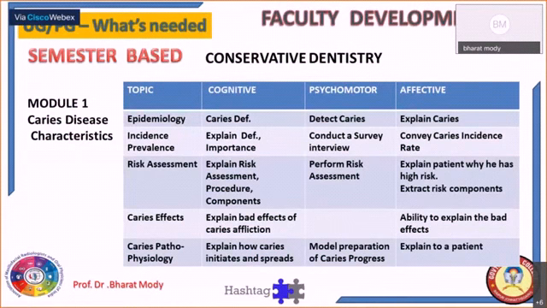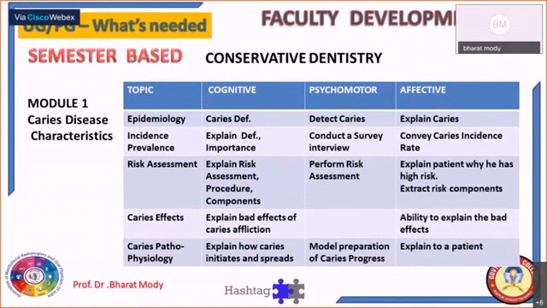So I explain the definitions of incidence and prevalence, how incidence is changing, and conduct a survey, that is the psychomotor, and what is the importance of caries, and you tell the patient. Then the risk assessment will come in. They explain risk assessment, what is the procedure, what are the components, how do you perform the risk assessment. And tell the patient why he is at a high risk.